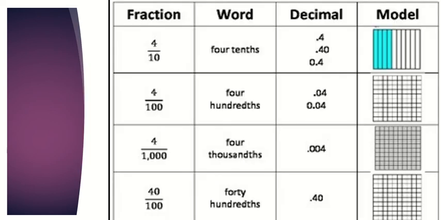This is a quick little chart that we had used. On your far left-hand side is the fraction. Then you have the word form. So 4 tenths in word form is 4 tenths. That's how you would read it, right? And then what it looks like as a decimal, and then a model of it using our grid.